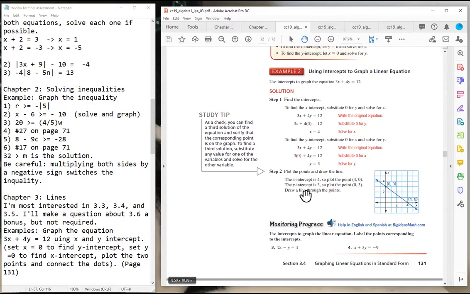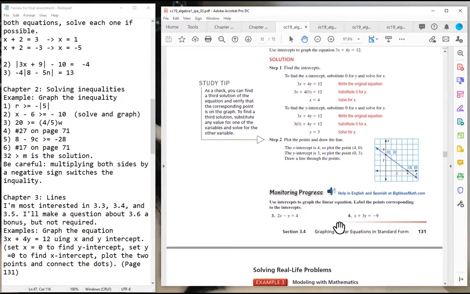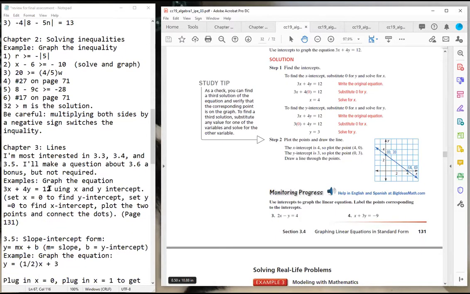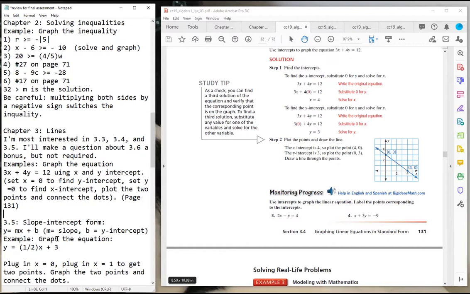In fact, here is that example worked out, setting variable y equals 0 to get (4, 0) as the x-intercept, setting variable x equals 0 to get (0, 3) as the y-intercept. Then you connect those dots. You can see a couple more practice problems there. So that was standard form.